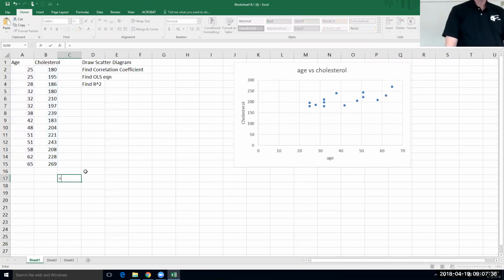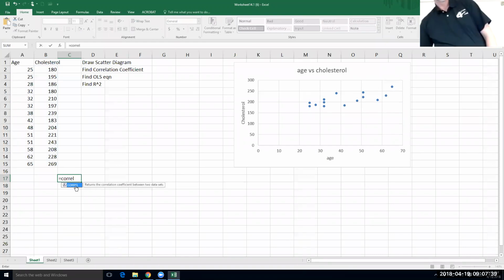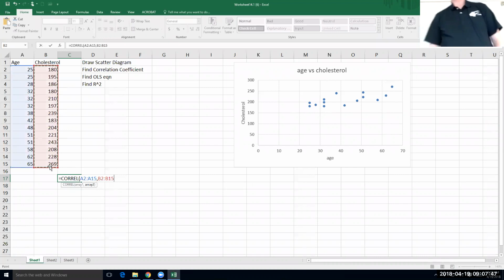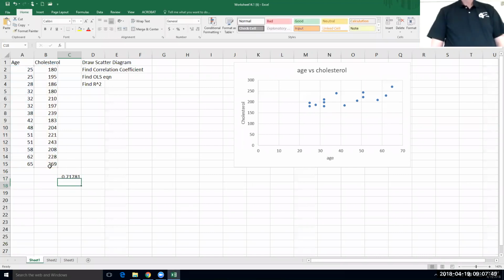Equals CORREL. And then what? Grab the X's, and then grab the Y's. Okay, that's where you need to separate them. Okay. So I got 0.717, and that is, what is it? Strong, moderate, weak, or none? Strong correlation because greater than what? 0.7. Okay. All right. So now, how do I find the OLS equation, Gabriel?